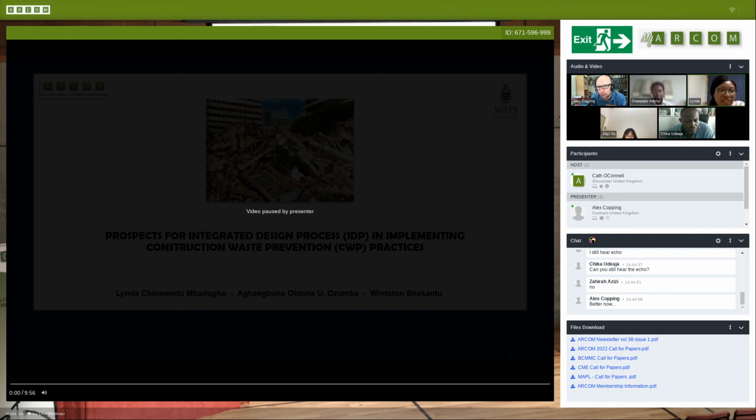Sure. And have you managed to come across any best practice yet in South Africa in terms of integrated design which brings in this waste management consideration? Have you managed to find any best practice examples in South Africa where construction waste prevention is being considered at design stage in an integrated process? Or is this just a wishful idea at the moment?